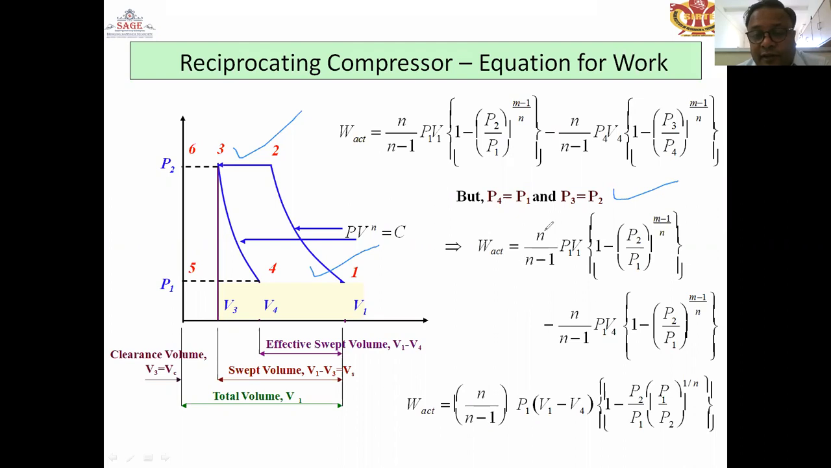So W actual is n upon n minus 1 P1 V1 in the bracket 1 minus (P2 by P1) to the power of (n minus 1) by n, minus n upon n minus 1 P1 V4 in the bracket 1 minus (P2 by P1) to the power of (n minus 1) by n. Here P4 is equal to P1, so it is written as P1 V1 and P1 V4. So the equation can be reduced to n upon n minus 1 P1 (V1 minus V4) in the bracket of (P2 by P1) to the power of (n minus 1) by n, minus 1.